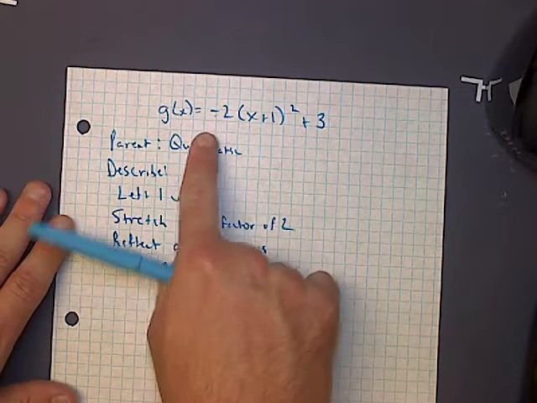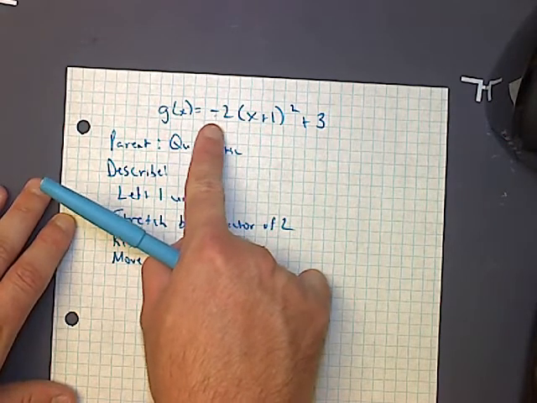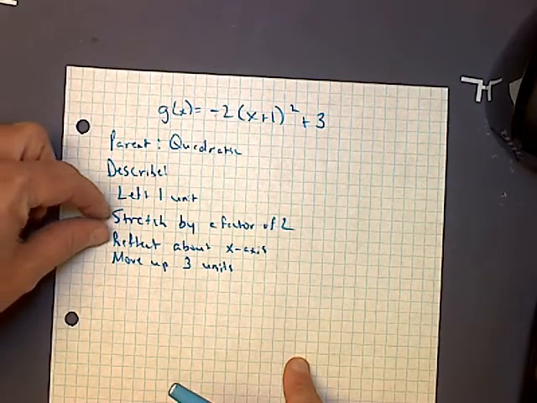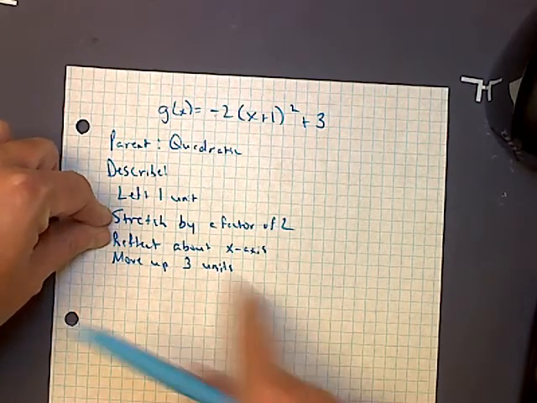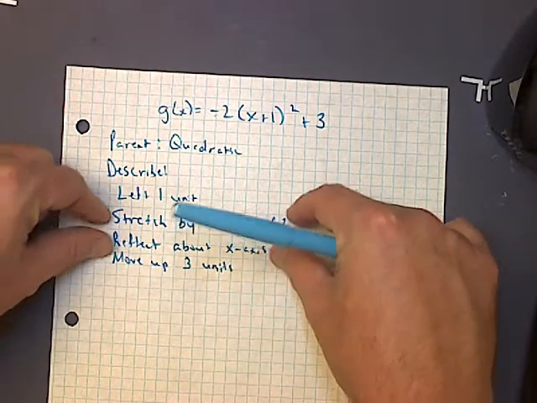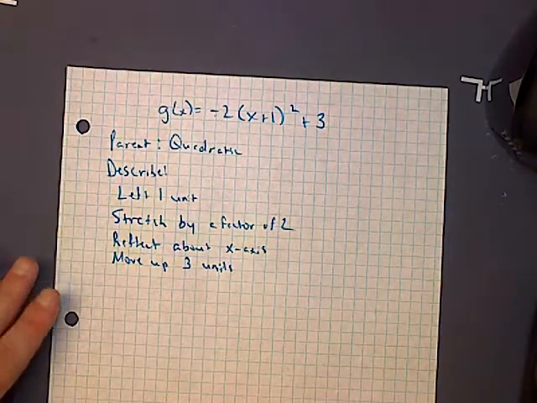Left 1 unit, stretch by a factor of 2, reflect about the x-axis, move up 3 units. Yes, I'm aware that since there is a number here, you would make a table for this particular function, and when you multiply by -2, it would take care of the stretching and reflecting. So you don't have to do something in particular for the reflecting, but if you gave a description, you had to tell me both of those. Alright, so let's graph this.